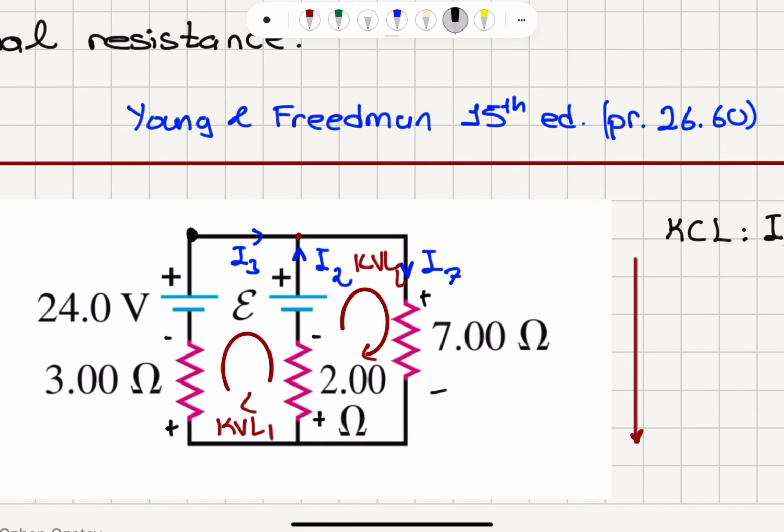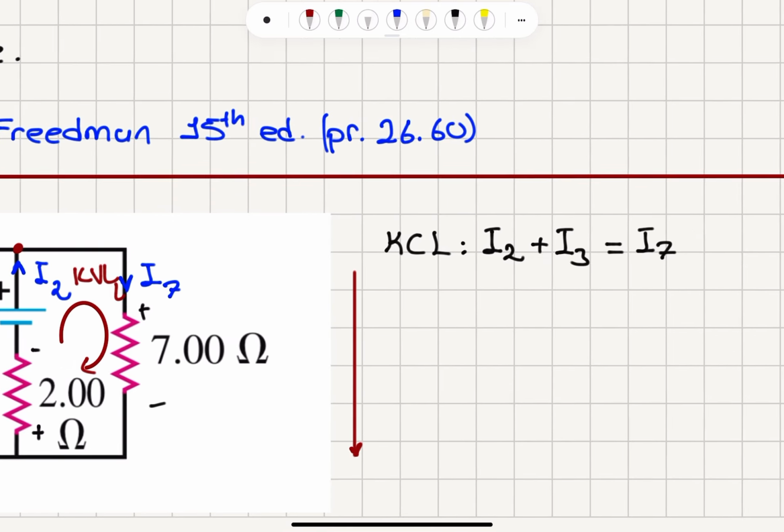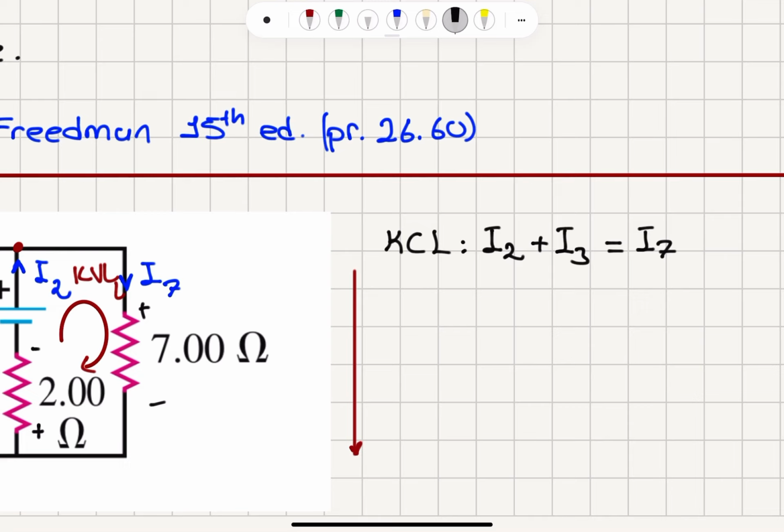Now I'm going to look at this loop here and write the Kirchhoff voltage law. I'm going to start at this point and end at this point. So this is my reference point for the KVL1 equation. I'm following this loop in this direction, so I will start here and end here. Okay, so let's write the KVL1 equation.